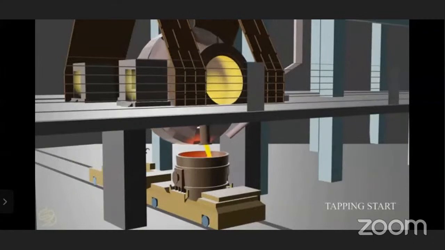So then we will get the steel, that is what we call tapping. So we are going to collect the steel.